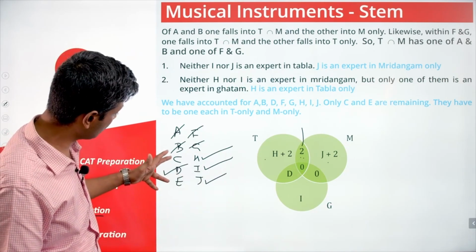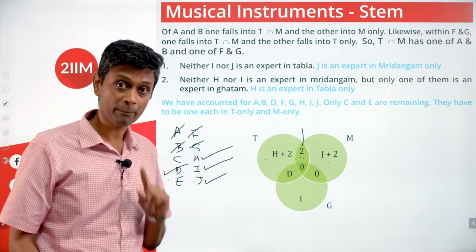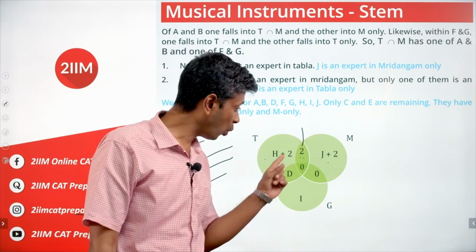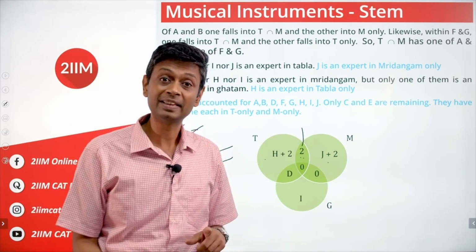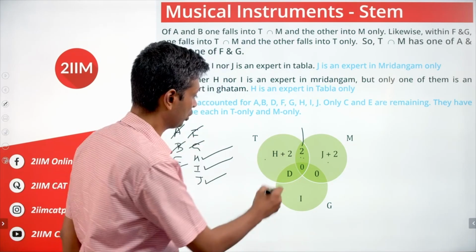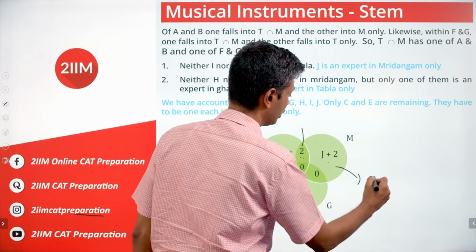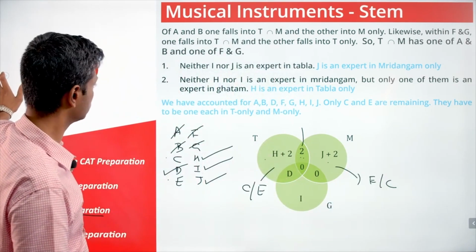We need to figure out something about C and D. We don't really know much, nothing has been given. But we know that H plus 2 are here, J plus 2 are here. One of these two is F or G. One of these two is A or B. The other should be C or E. This is C/E. One of these is E/C. Lovely.